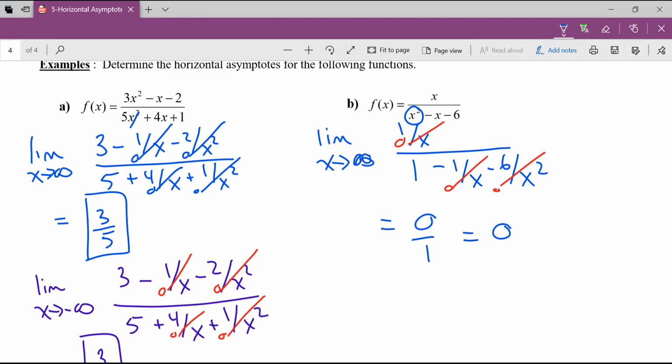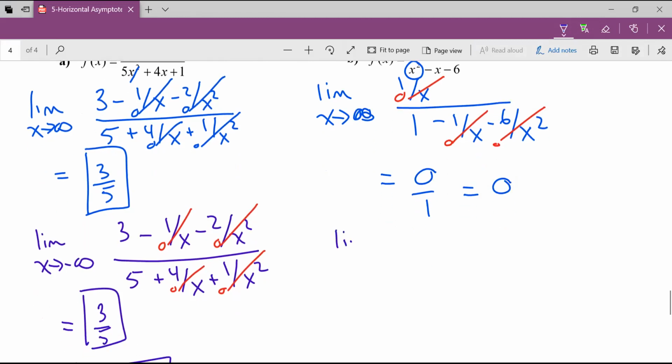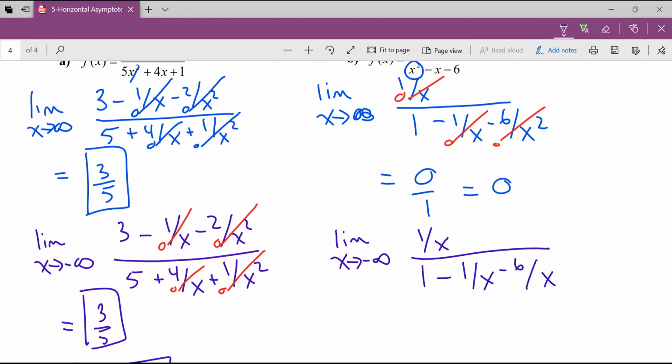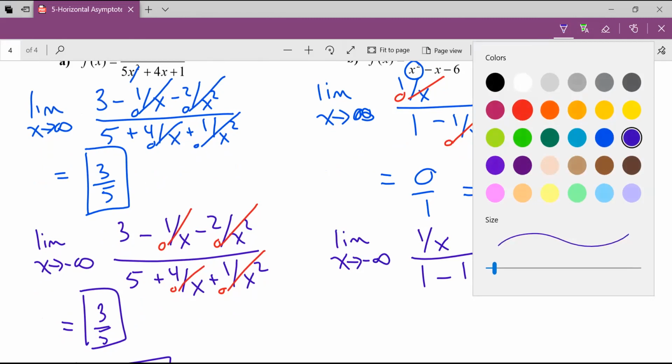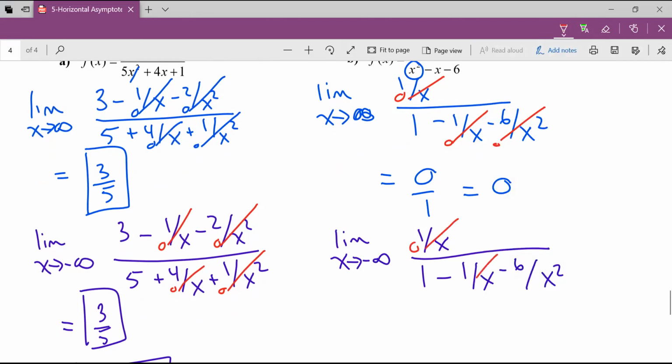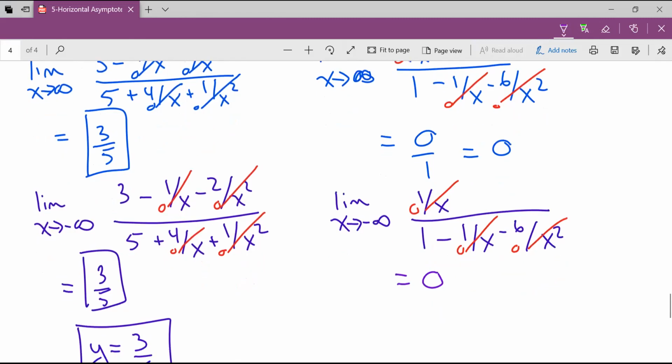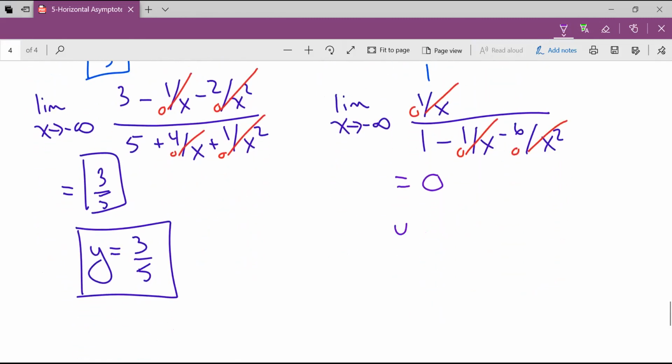Now, let's check the other side, right? So again, we repeat the process, and we do it for the limit as x goes to negative infinity. So again, we do the exact same thing. We just repeat the procedure, right? Wash, rinse, repeat. And the same thing, my friends, that's going to tend to 0, to 0, to 0. And guess what? This is also equal to 0. So what we can say comfortably is the equation of a horizontal asymptote is y equals 0.